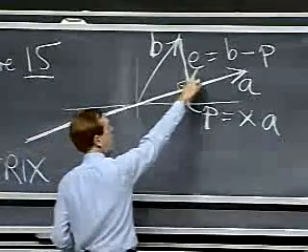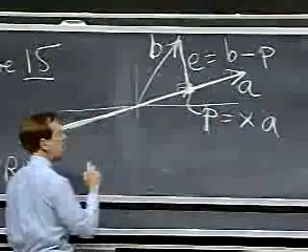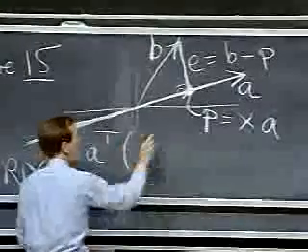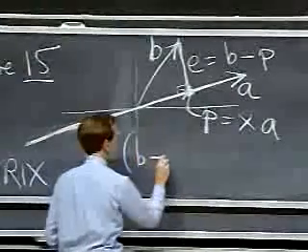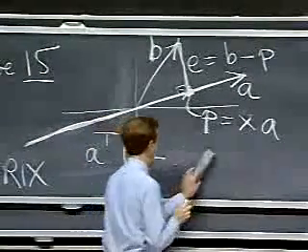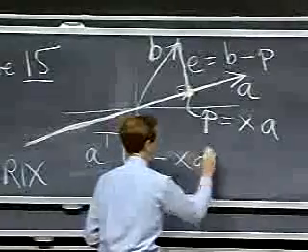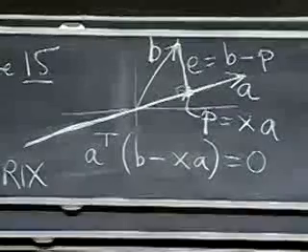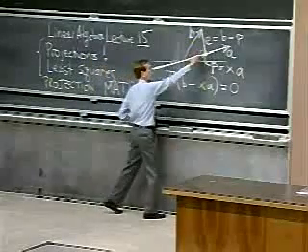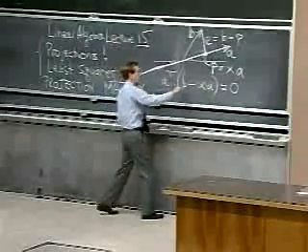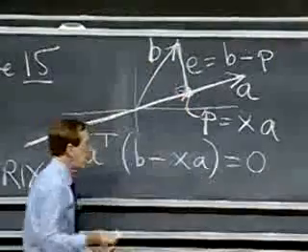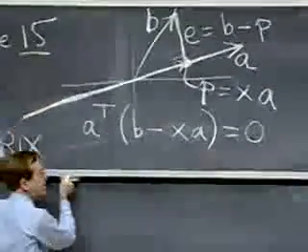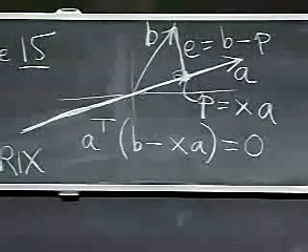The fact that A is perpendicular to E, which is B minus xA, that equals zero. Do you see that as the central equation? That's saying that this A is perpendicular to this correction. That's going to tell us what x is. Let me just raise the board and simplify that, and out will come x.